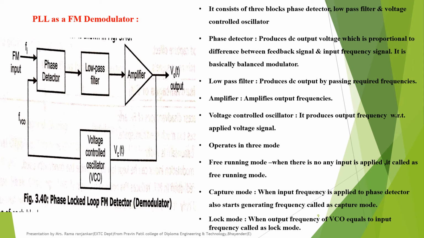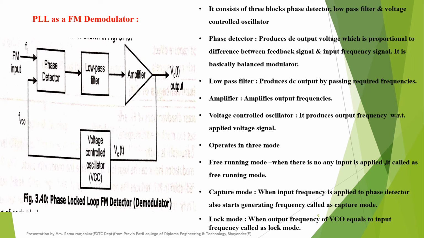Second method is PLL as an FM demodulator. It consists of three blocks: phase detector, low pass filter, and voltage control oscillator. Here the voltage control oscillator is connected in feedback with the phase detector. Let's see the blocks' description.